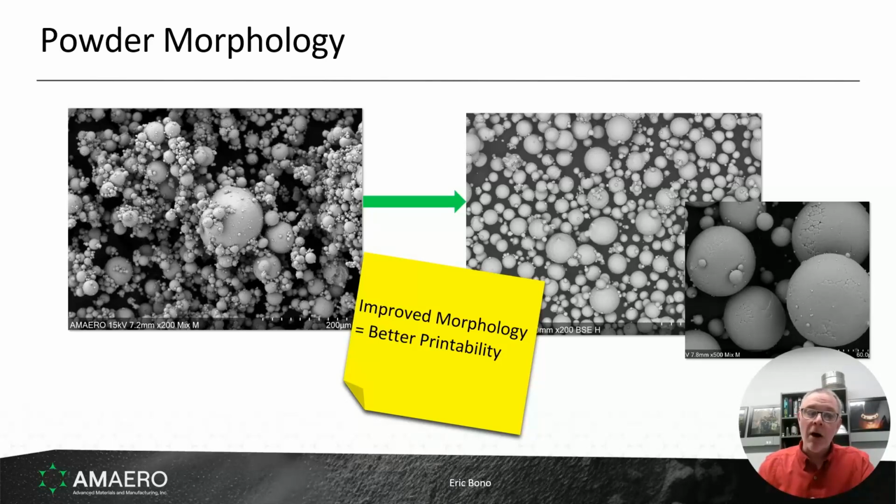And number three, our customers are also saying that they're seeing a better surface finish with our powders, and they're attributing it to a lack of satellites and rough particles. So while you may like your friends a little rough around the edges, your powder probably should be as spherical as possible.